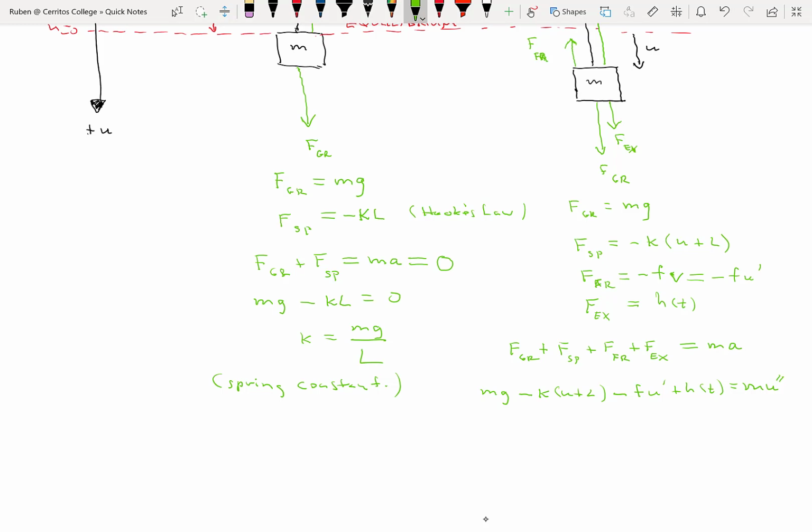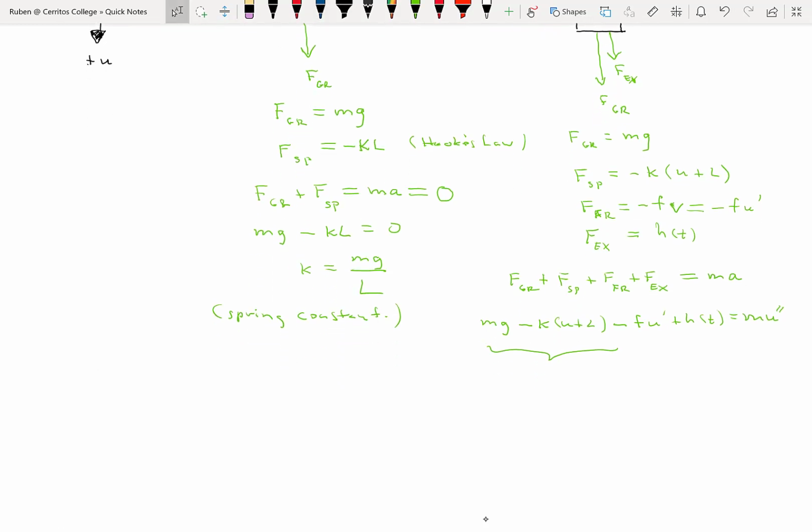But there's a little bit of magic that happens with this differential equation. Let's concentrate on the first two terms here. For that magic, I'll change pen colors so you can keep the magic separate from the equation. Let's expand the second term. So we have mg minus ku minus kl. I'm going to rearrange those three terms: mg minus kl minus ku.